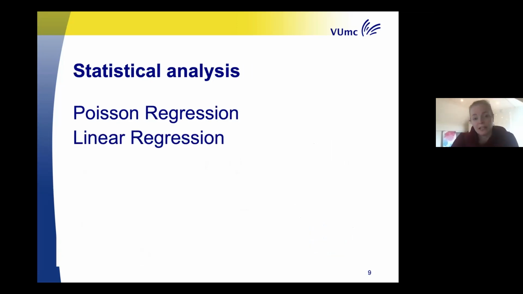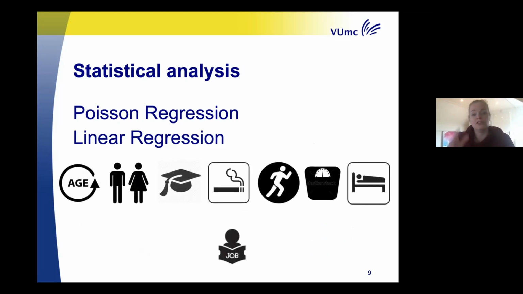And we did several analyses using Poisson and linear regression to assess this association between social jet lag and diabetes outcome. And we corrected for all kinds of factors, because you can imagine that if you have an irregular lifestyle regarding your sleeping, you might have also other factors that might influence this, like age, sex, education, maybe you're a smoker or not, physical activity, your weight, as well as your sleeping patterns. And we stratified for job because that was important based on the data.